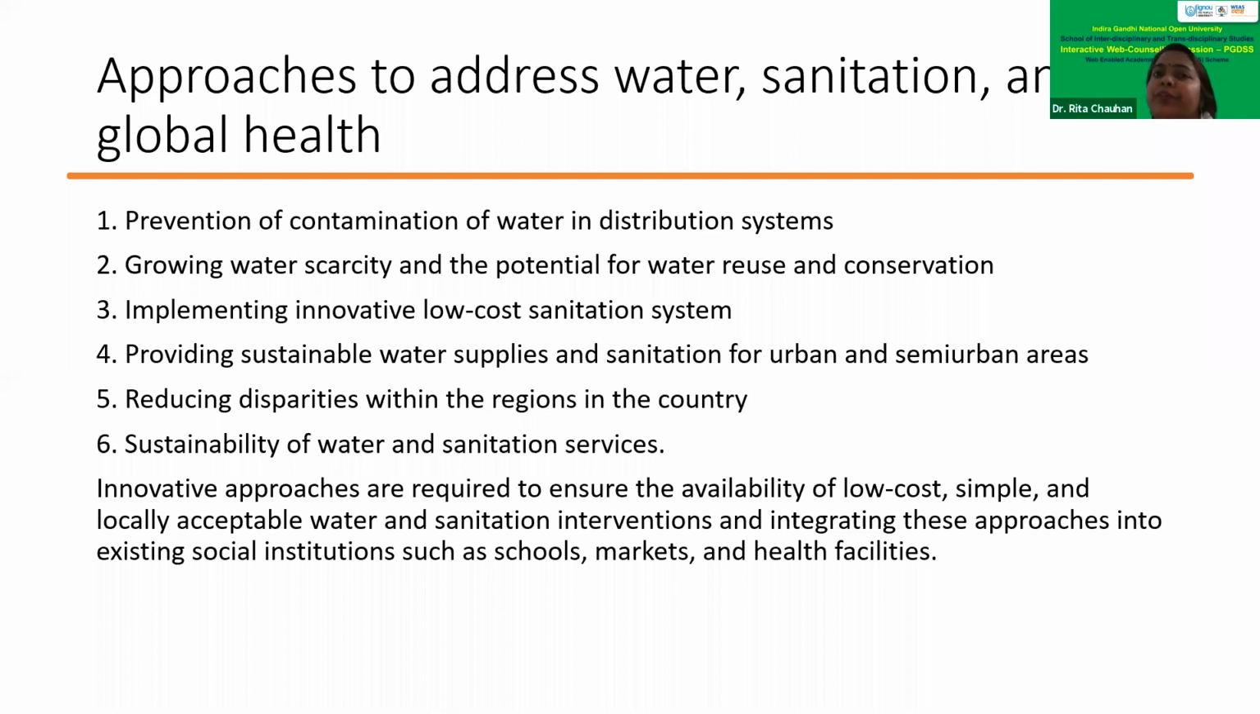A few of the approaches to address water, sanitation and global health are prevention of contamination of water in the distribution system. We have to look into the growing water scarcity and the potential for water reuse or conservation strategies. We need an innovative low-cost sanitation system, sustainable water supplies and sanitation for urban and semi-urban areas. We need to reduce the disparity among various regions in our country and ensure sustainability of water and sanitation services. Innovative approaches are required for low-cost, simple, and locally acceptable water and sanitation interventions.